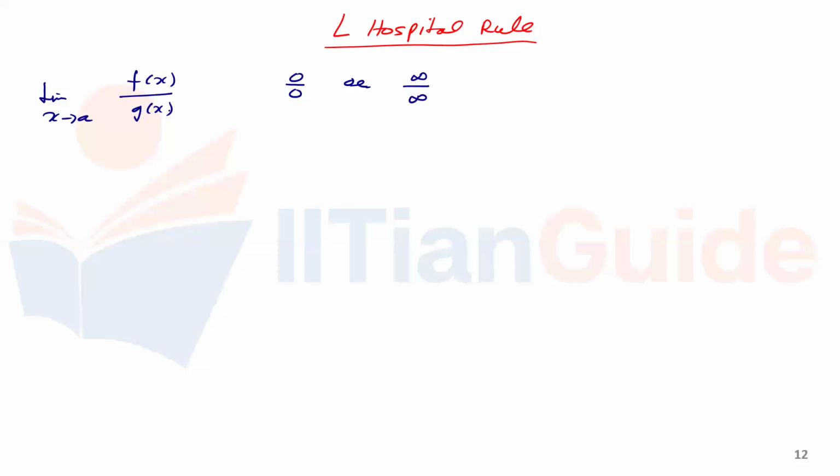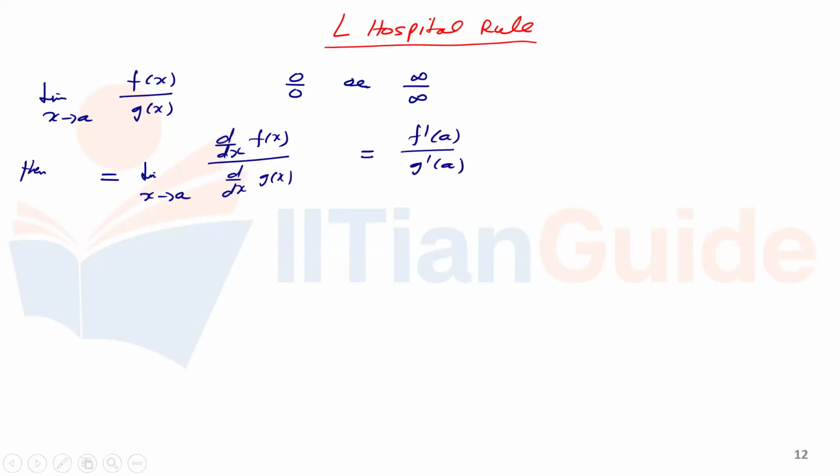Limits x tending to a f(x) upon g(x). If it is in the 0 by 0 form or infinity by infinity form, then I can say it is the same as limits x tending to a. Differentiate the numerator, do d by dx. Don't apply the u by v quotient formula. Differentiate the numerator, differentiate the denominator. And when you put x to be a, you are getting f dash a divided by g dash a. So you are getting f dash x, and x is tending to a, you can write that is f dash a divided by g dash a. This is the formula.